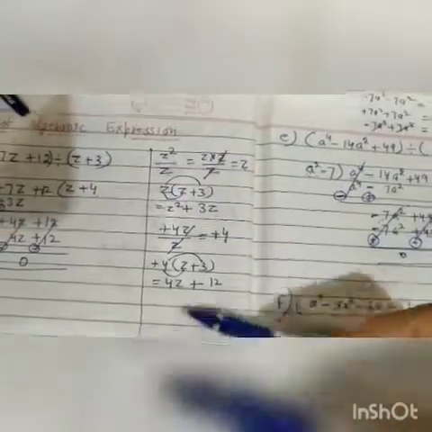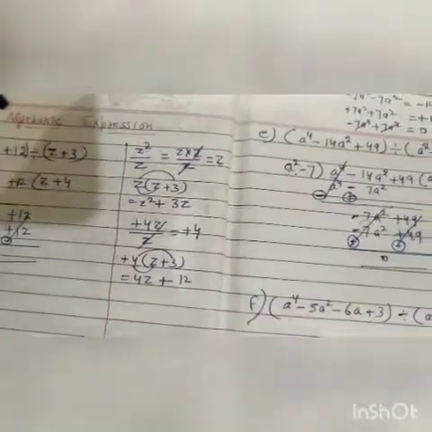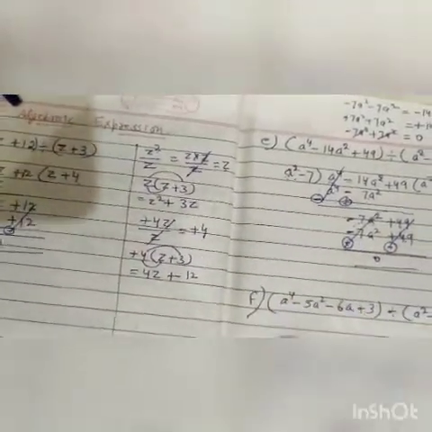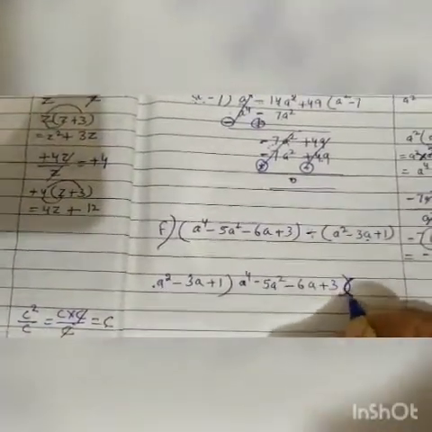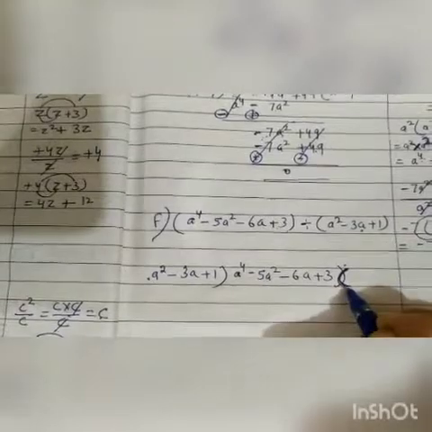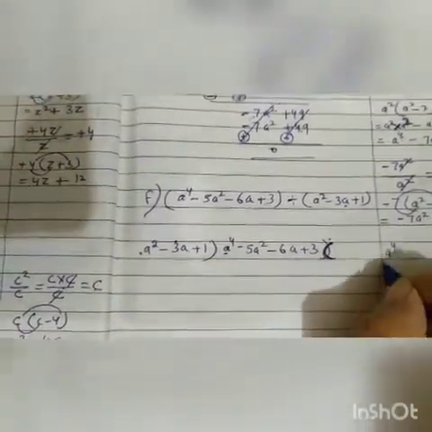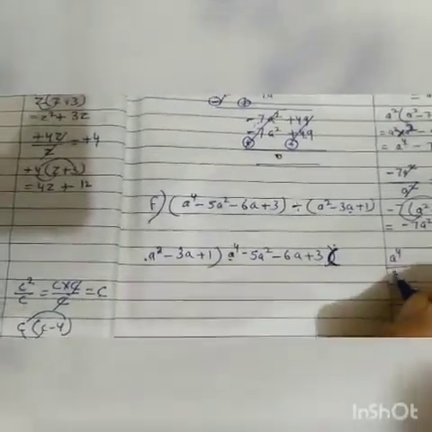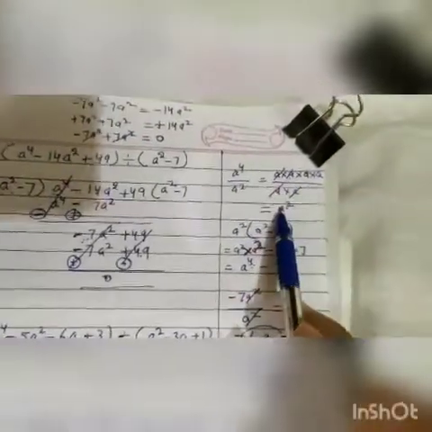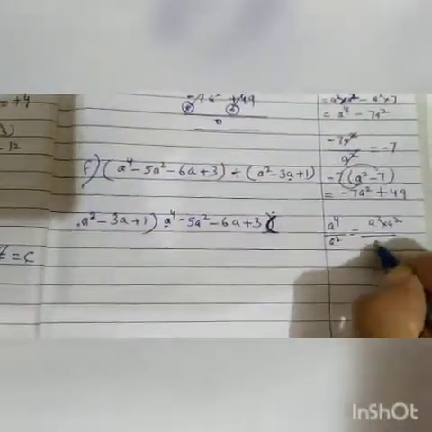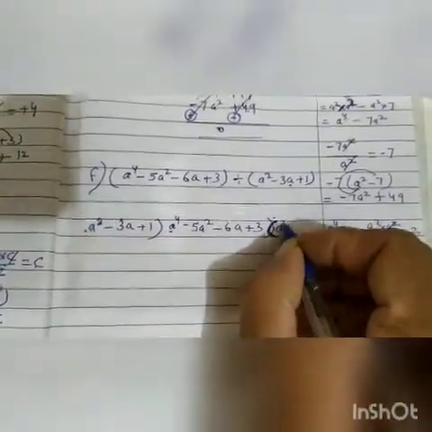Students, you have to do all this rough work in your notebook. Do not leave this work. You have to write all this rough work in your notebook. Now start. Its first term is a power 4 divided by this a square. We can write it as a square into a square, or we can do it like this also. A square into a square upon a square, cancel a square. So we will write this a square here.